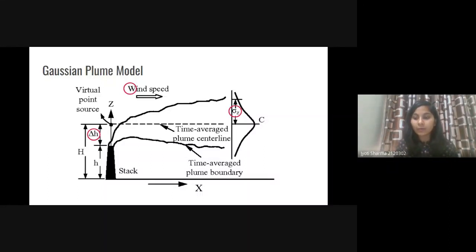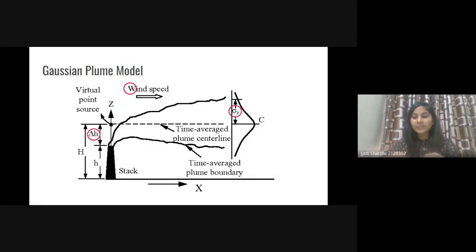So if we are talking about sigma z, this means the standard deviation or the dispersion in the vertical direction. And if we are talking about sigma y, then this is nothing but the standard deviation or the dispersion of this plume in the horizontal direction. So here we can see that if wind is moving in the x direction, our plume is going in the x direction, but it will disperse in the y direction as well as in the z direction. Z means vertically dispersing and y means horizontally dispersing.